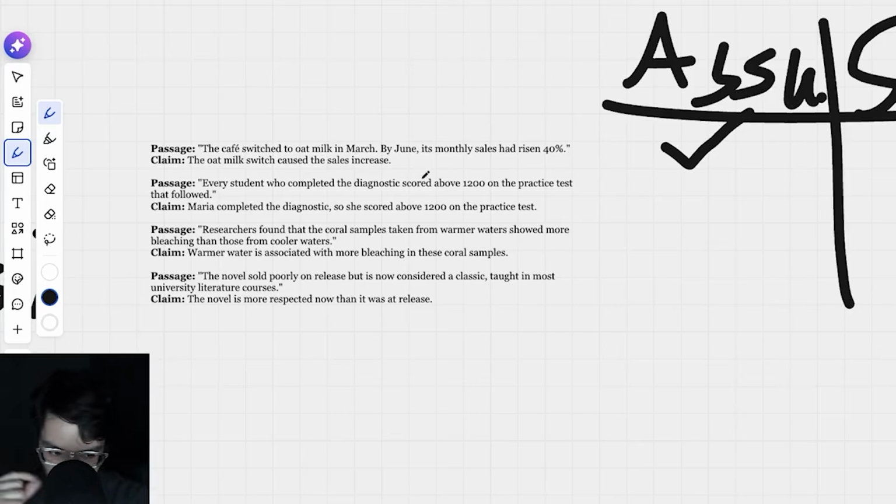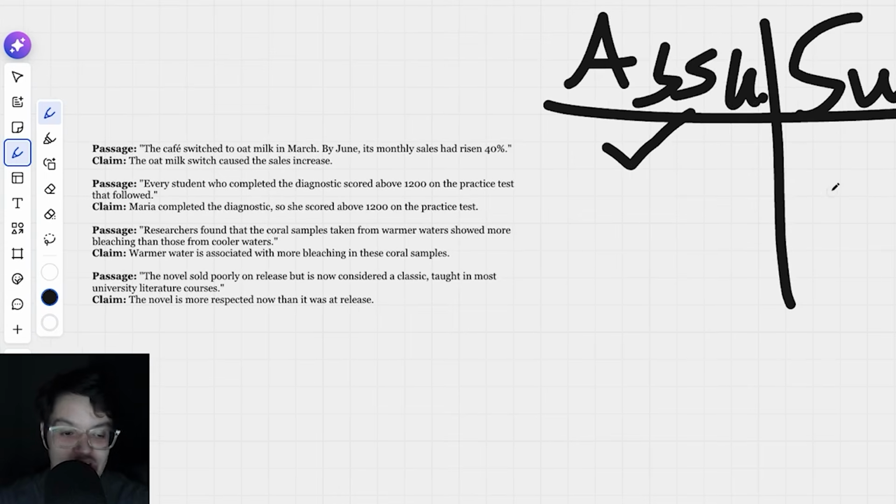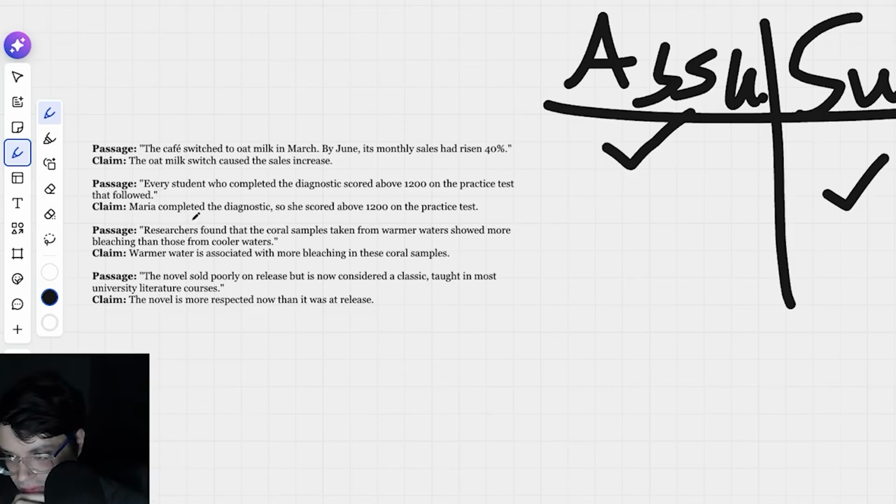Well, it says here that every student who completed the diagnostic scored above 1,200. Assuming Mariah is a student, which she probably is based off the fact that she's saying this here, that would be 100% supported. Because there's no other scenario. It says literally every student. There's no exceptions out of what it's saying. If it said almost every student, then of course there could be an exception there. But it says literally every student, so therefore it has to be actually supported here.